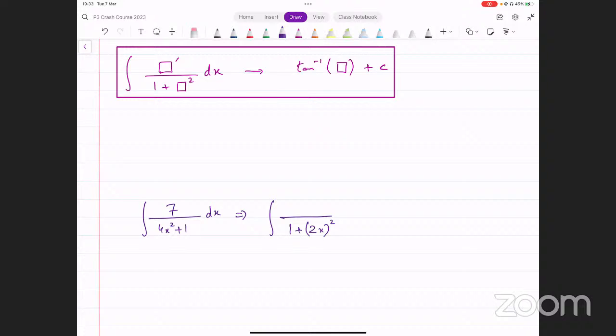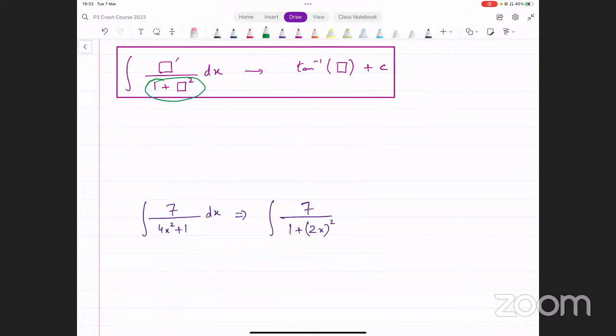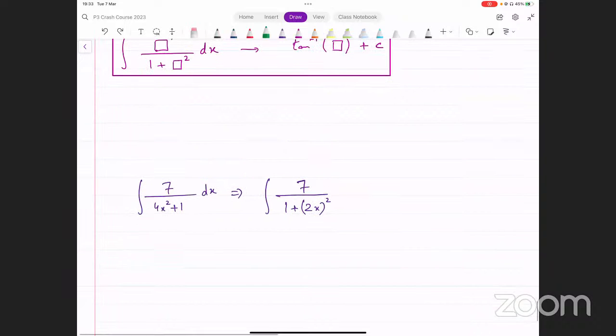All right. In the numerator, we have 7 right now. So the denominator is in this form now: 1 plus something squared. Now, what do we want in the numerator in this case? We want the derivative of this thing, the derivative of 2x. What's the derivative of 2x? The derivative of 2x is 2. So we want 2 in the numerator here.